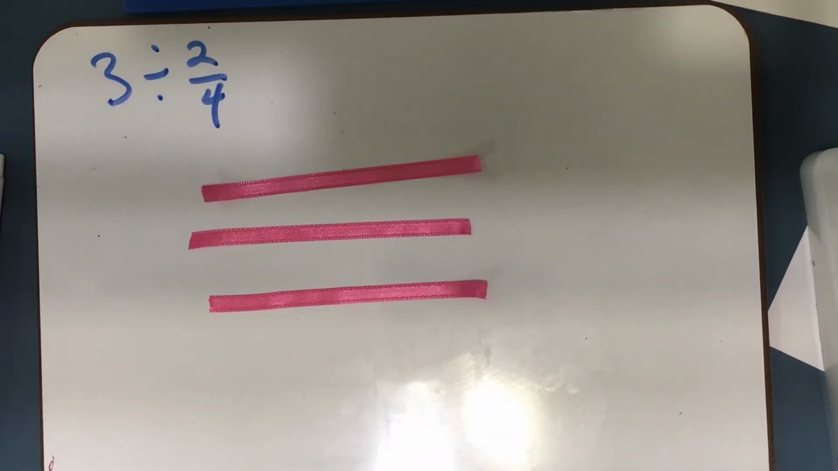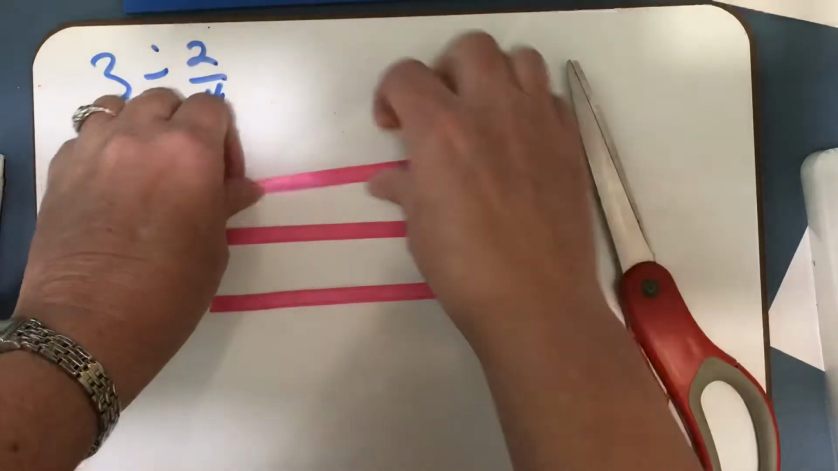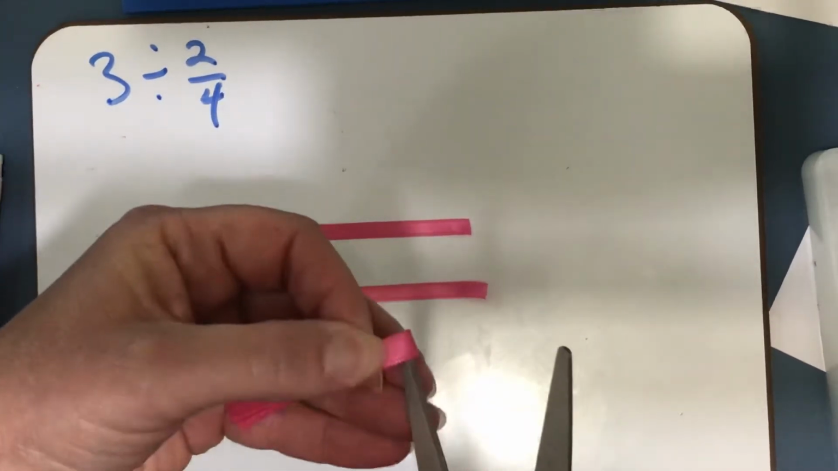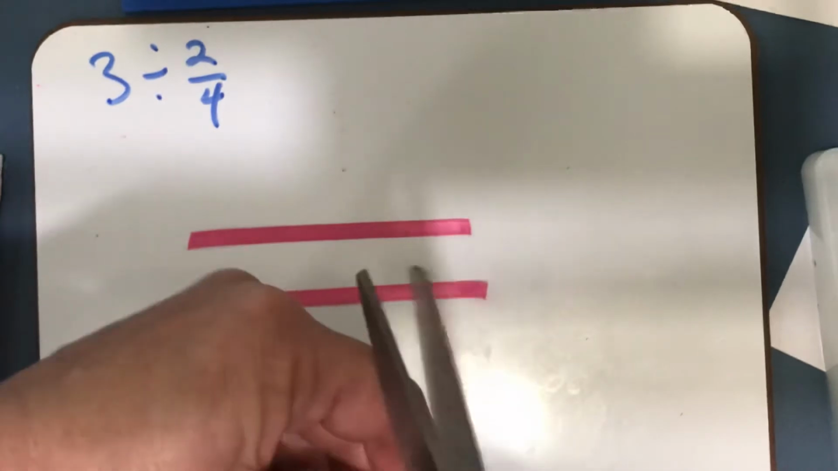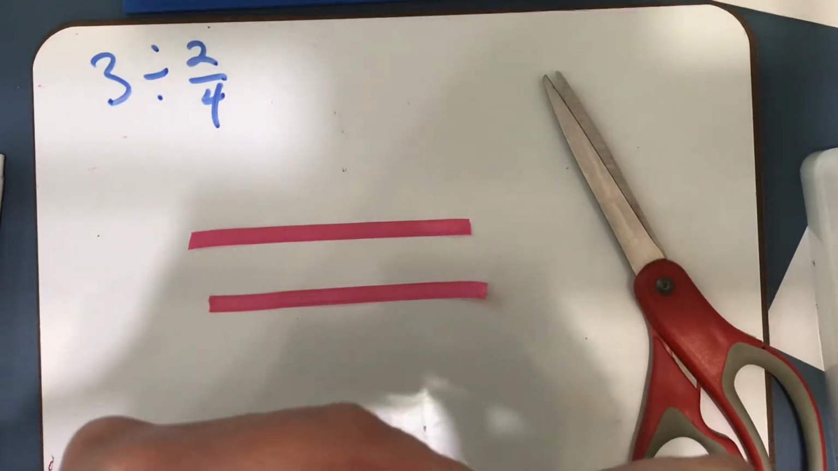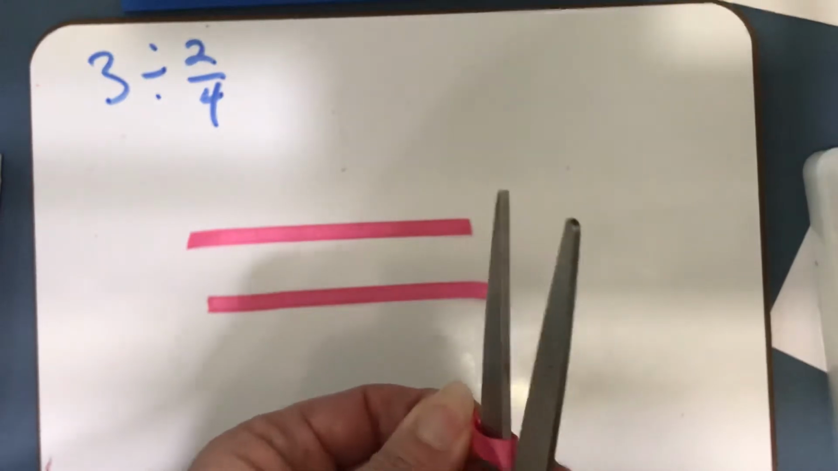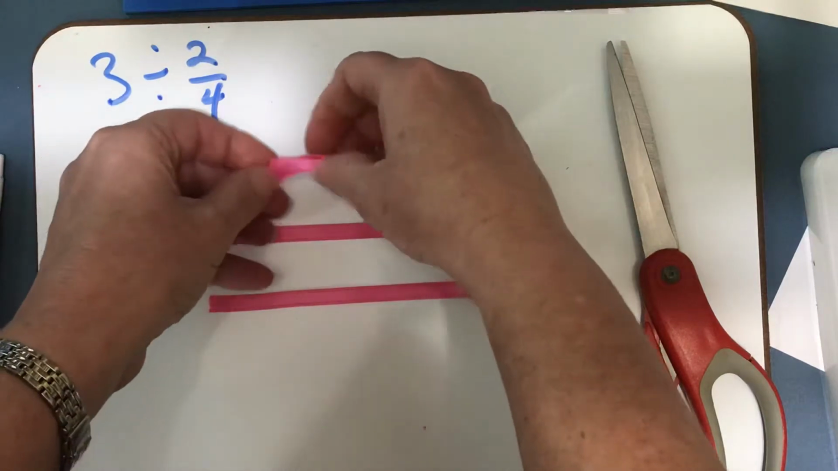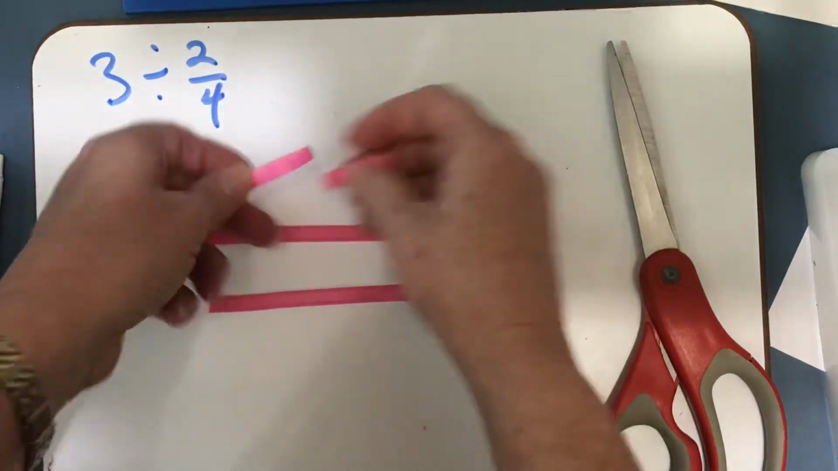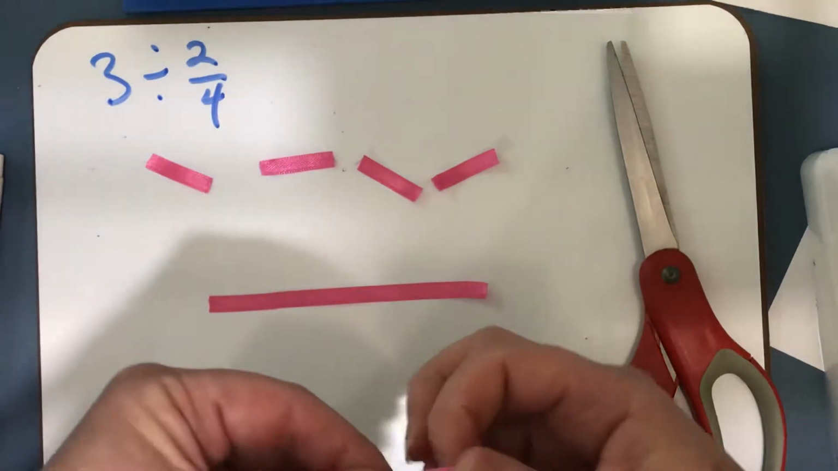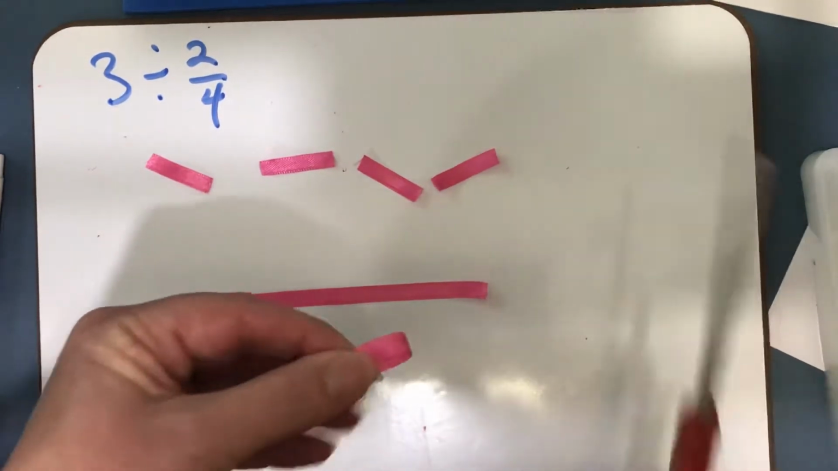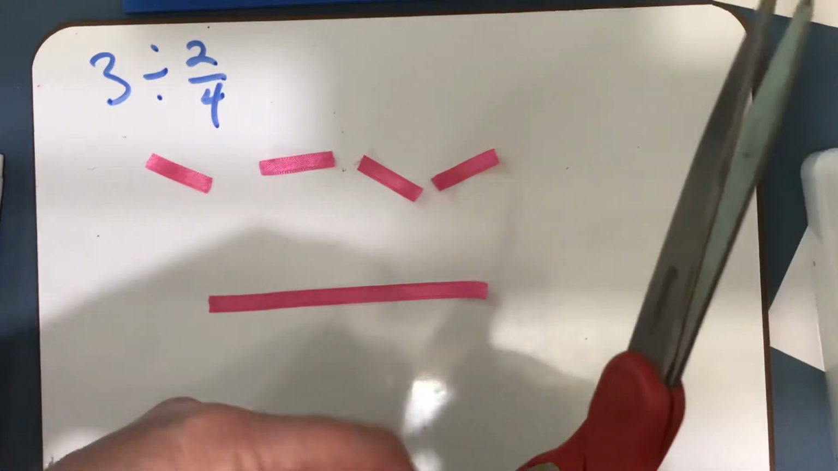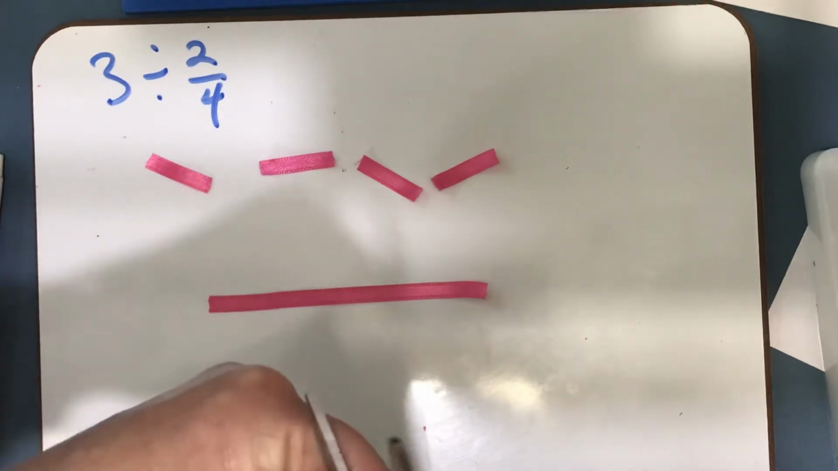So I have to take a pair of scissors, and I'm going to cut my ribbon into 2/4 sections. First I'm going to cut it in half, and then I'm going to cut it in half again to get fourths. Okay, so now I have that one piece of ribbon cut. Now I'll cut my next piece of ribbon the same way. Remember, I'm trying to find out how many 2/4 sections I have because my divisor is 2/4.